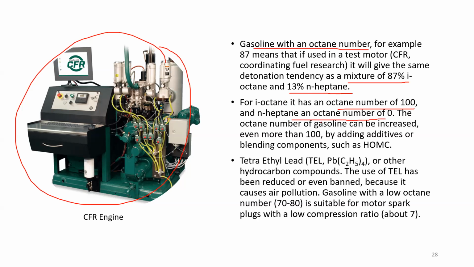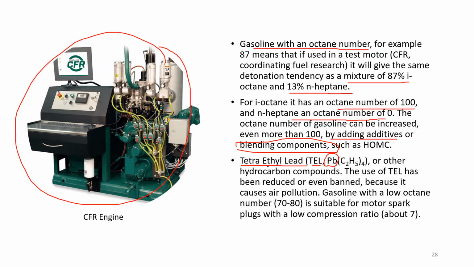The octane number of gasoline can be increased to even more than 100 by adding additives. We call it HOMC, the high octane MOGAS component. This blending or additive can boost the octane number of the fuels. However, there is also tetraethyl lead, or TEL, consisting of a lead atom and other hydrocarbon compounds.